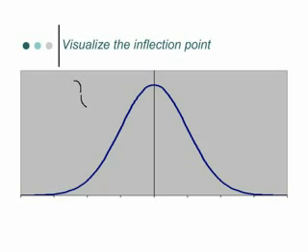Convex curves have the hump on top so that it looks like a hill, whereas concave curves have a trough. It is important for you to be able to visualize the inflection point on a graph because for a normal curve, it marks off exactly one standard deviation from the mean.